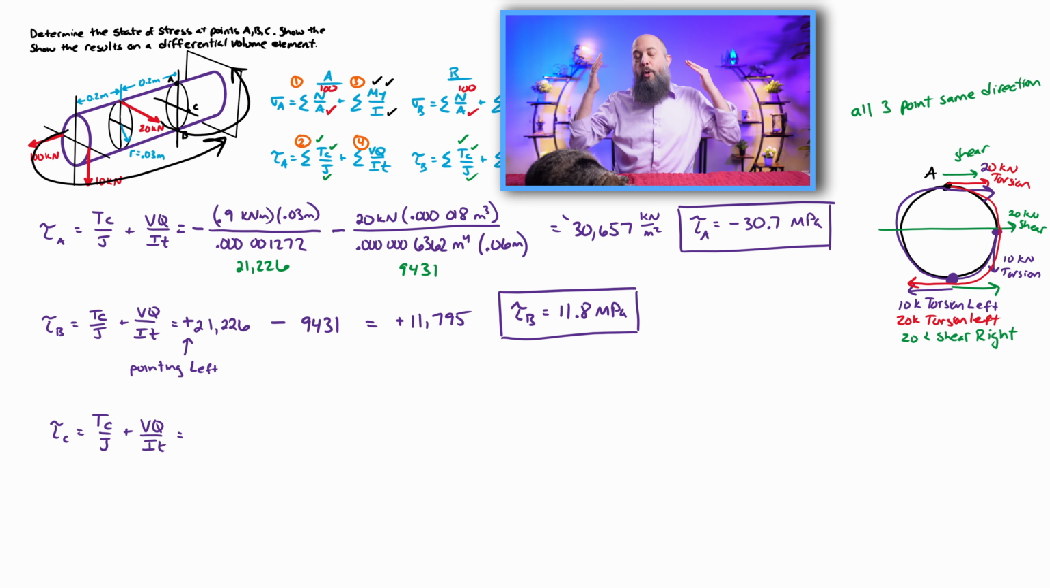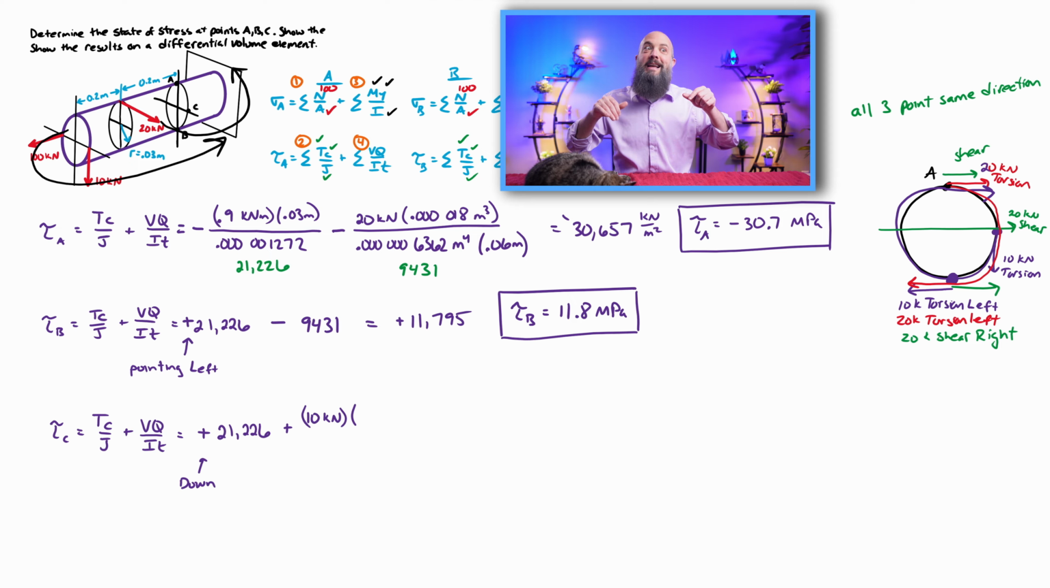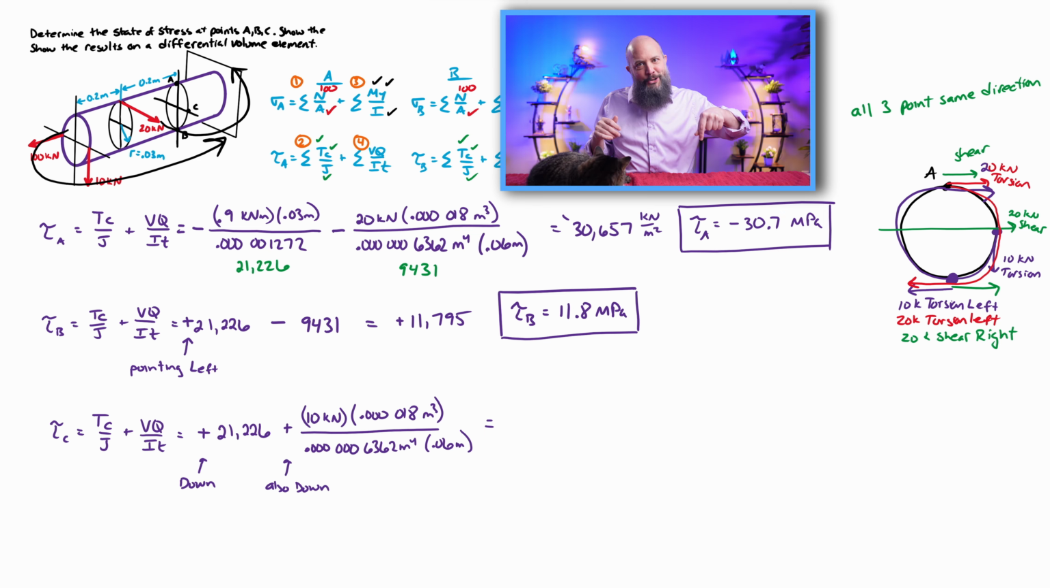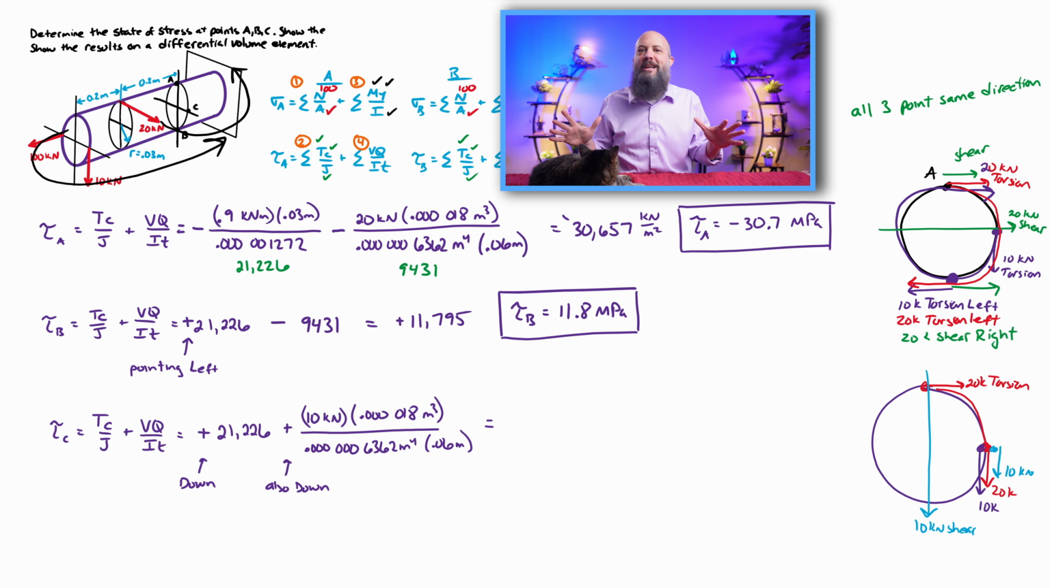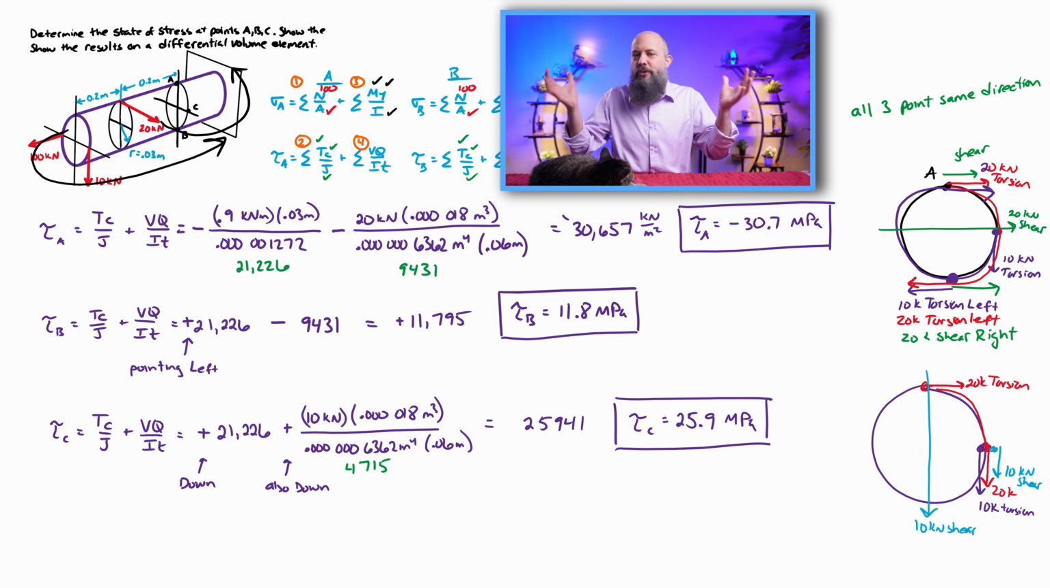And finally, point C, over on the far right, the clockwise rotation terms are both pointing downwards at point C, and the 10 kilonewtons shear stress is also pointing downwards, so all three of them pointing the same directions. I'm calling this the positive direction this time, so I'm adding all these numbers up, get a magnitude 25.9, because they all three, again, add to each other, 25.9 megapascals.